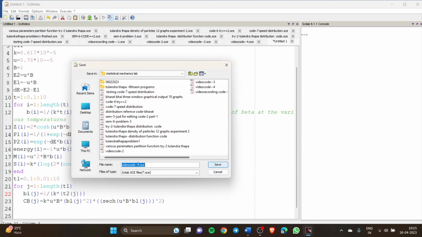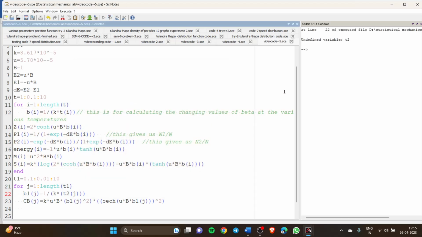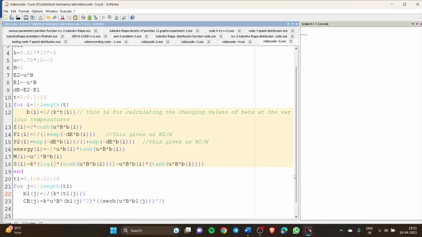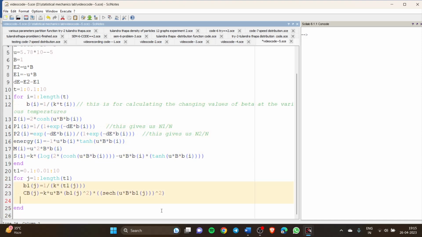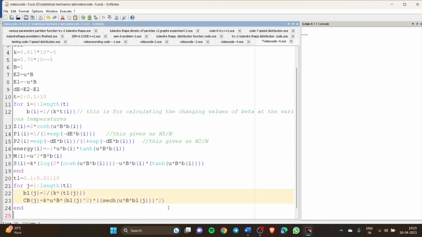So first it will ask to save the code. We have not done that yet. So this is the fifth one, video code fifth. So undefined variable t2. So t2 is not defined. So here we have to write t1. We have to also use the plot command. So here we press F5 and it is running, but it is not showing anything, and the graph is not found because we have not used the plot2d command.